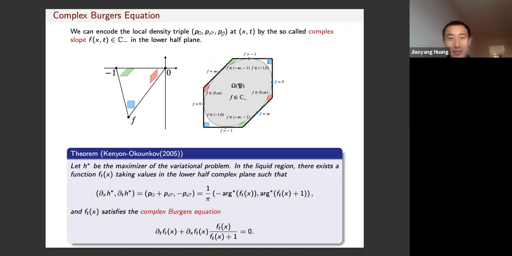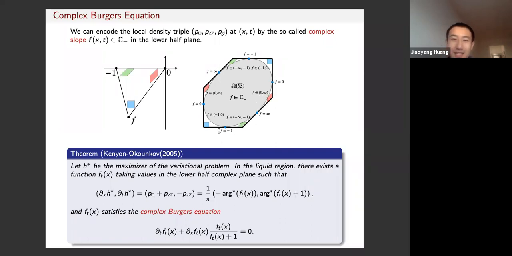But if you are close to this color, where you only have the blue lozenge, the local density will be (1, 0, 0). So this angle should be pi, and the other angles are 0. So f must be between -1 and 0. On this part of the Arctic curve, f is between -1 and 0. And close to this one, you only have the red lozenge, so this will be pi, and those two angles are 0. So f is on the positive axis. On this boundary of the Arctic curve, f is between 0 and infinity.